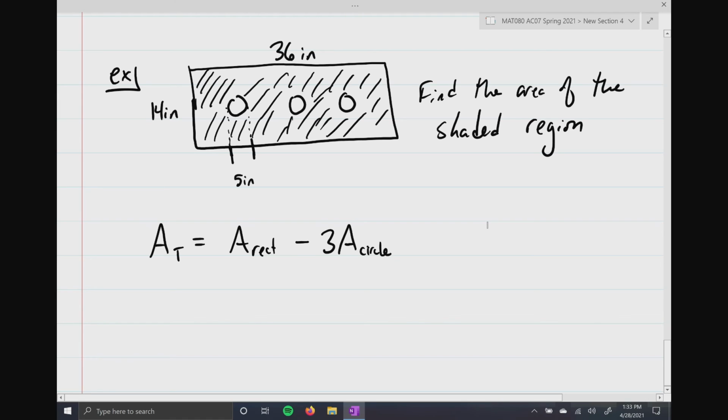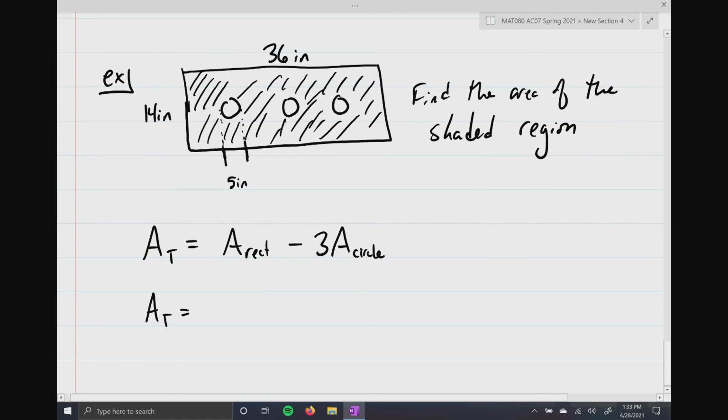So my area is going to equal the area of the rectangle. That's pretty simple. That's just length times width, or 14 times 36, minus the area of my circles. And remember, there are 3 of them. So it's going to be 3 times 3.142 times 2.5 to the second power, because the diameter of the circle is 5 inches. However, the radius is only 2.5. So I don't want to make the mistake that I made in the previous problem.